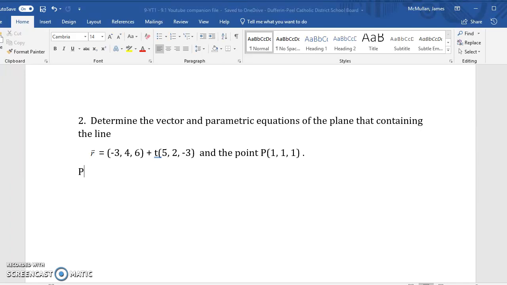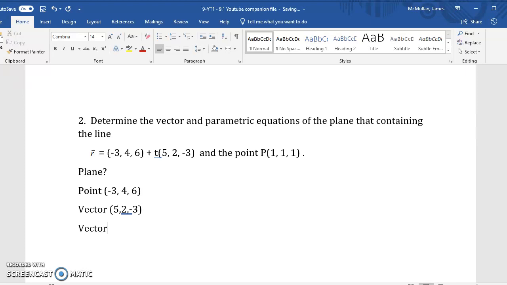So again, think to yourself, what do I need for a plane? I need a point. Well, let's pick the point that's on the line. If the line is on the plane, then whatever's on the line is also on the plane, right? We need a vector. Well, one good vector would be the direction vector of the line, right? Whatever way the line is going, if the line is on the plane, then the plane has to be going in that direction. It has to be parallel to that line as well.